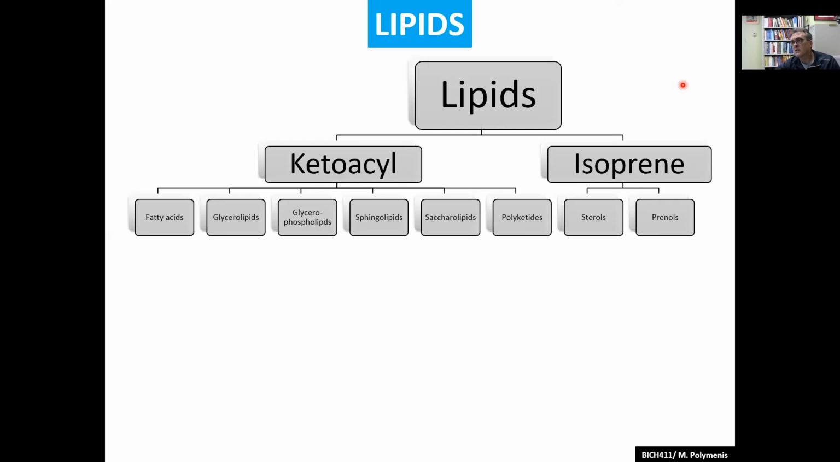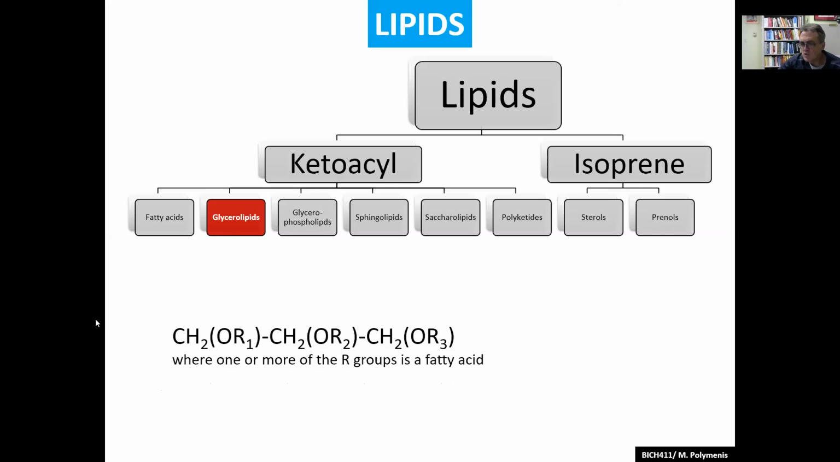The general lipid categorization is shown here, where we have two major groups, ketoacyl lipids and isoprene lipids. We're going to go through them one by one. So far we have really seen one, fatty acids, which are part of the ketoacyl lipids. We've seen them before. That's how they look. There are variations in the side chain length, and you can have double bonds. You can also have branches, but that's pretty much it.